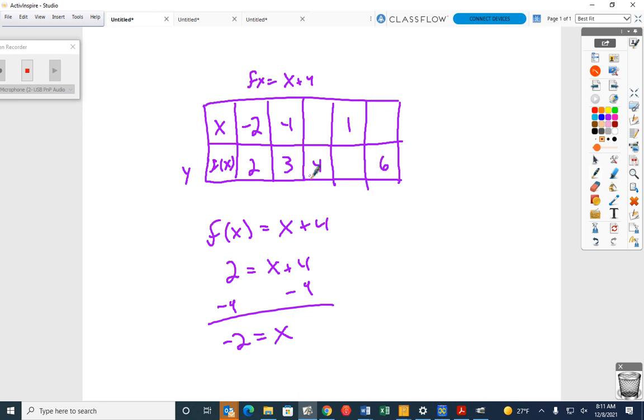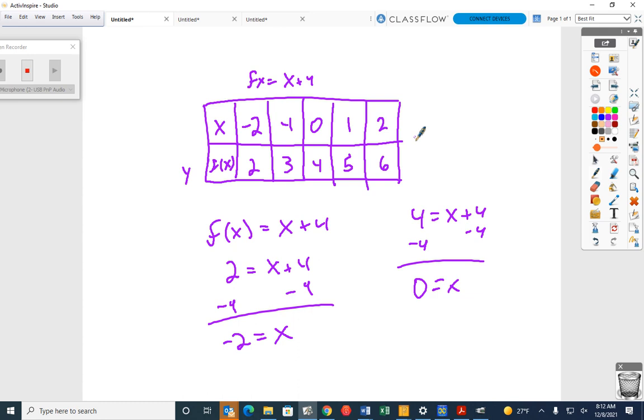Now we got this one. This is the f of x, right? So we have 4 equals x plus 4. Well, this one's easy, right? So this is 0. Do you notice a pattern here? What's the pattern? What are these doing? So what's this going to be? 5. And if we graph those, what are they going to form? A straight line, right? Because they're linear.